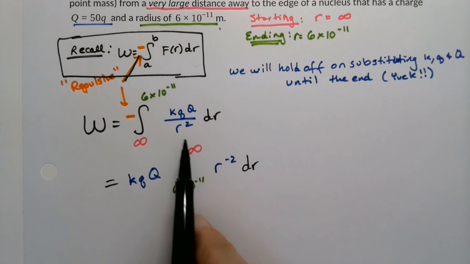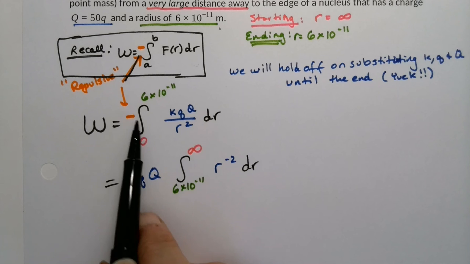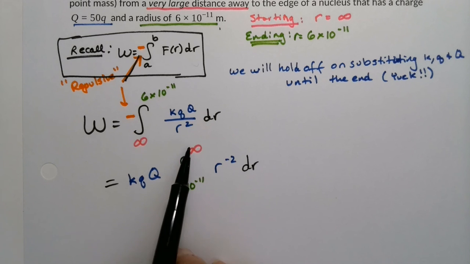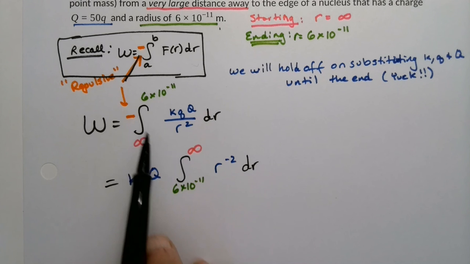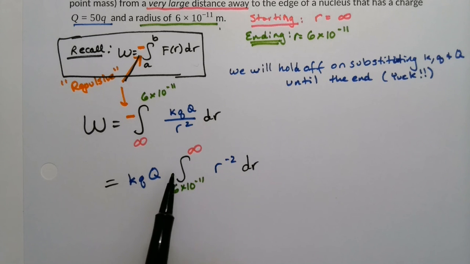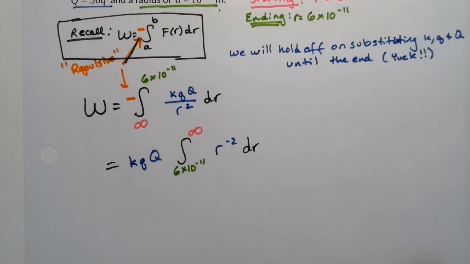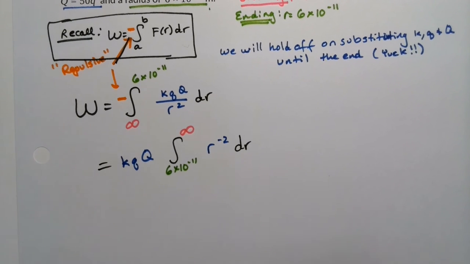Right? Because it's 1 over r squared, which is r to the negative 2. So I flipped it and made it go from small to large instead of from large to small. And I put a negative in front originally, and now when I reverse them, the negative drops away. That's one of the rules of integration that we learn in Calc 1.